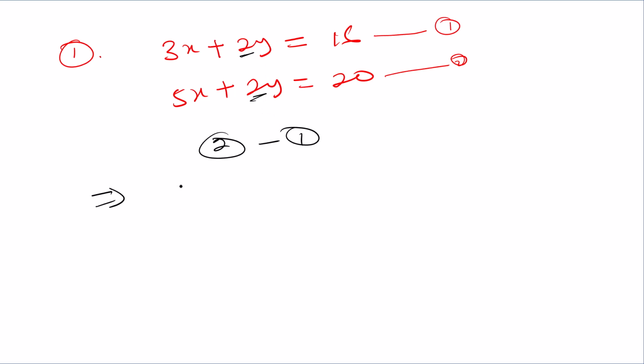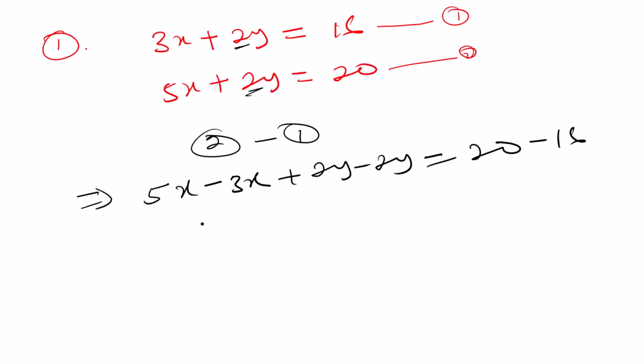Alright, so that we can work in terms of x. Now let's subtract. So we have 5x minus 3x, plus 2y minus 2y, equals 20 minus 16. So let's subtract.